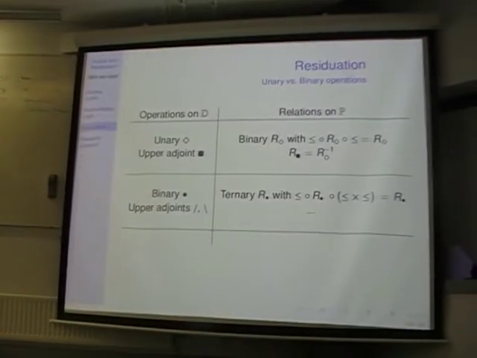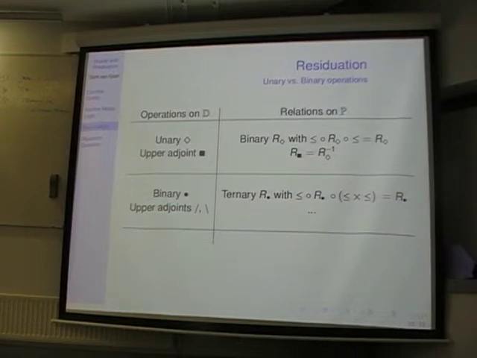Well, it corresponds to a binary fusion. This is where the fusion comes in, and a binary fusion corresponds to a ternary relation like the one I've drawn here, but it has to satisfy this order compatibility again. And now we may wonder, in the same way that we did with the unary one, what are the relations dual to its upper adjoints, because this fusion will preserve joins in each coordinate, so it will have an upper adjoint in the first coordinate if you fix the second one, and vice versa.